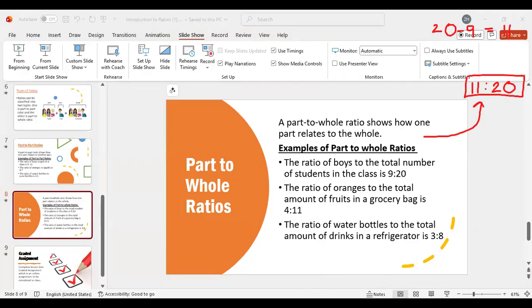Then we're going to move on to simplifying ratios, which is definitely something that you need to know. So when we talk about simplifying ratios, we simplify them in the same way we simplify fractions. We do it in the same way.